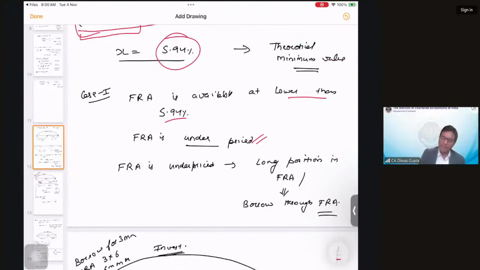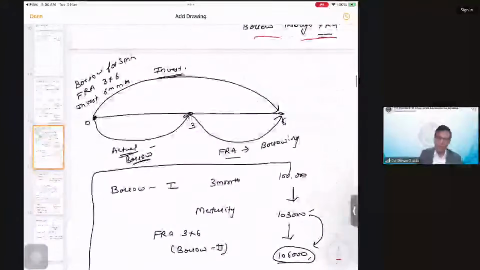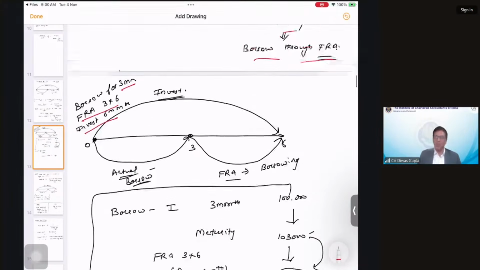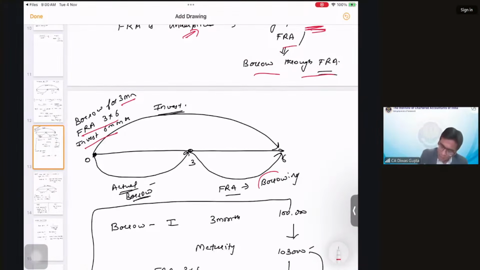Now, students, if FRA is available at lower than 5.94, then what will you do? Then FRA is underpriced. If anything is underpriced, what do you do? You purchase. Purchasing means what? You borrow through FRA. So you borrow through FRA. Then what will happen? Borrow for 3 months, FRA 3 by 6, and invest for 6 months. So what is happening here? Since you are borrowing here, you will again borrow here for 3 months, and whatever amount you have borrowed, you invest for 6 months. Then you see you will get a gain.